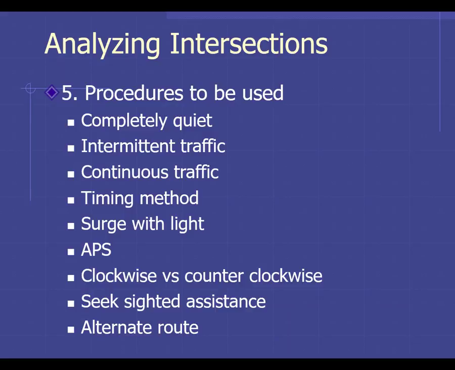Number 5, we have to think about the procedures to be used. We know there are different procedures when it's completely quiet, when there's intermittent traffic, when there's continuous traffic. We know that there are times when we have to use the timing method because we have periods of uncertainty, especially with uncontrolled traffic. We want to know, can we determine there's a surge through the light with the traffic? We have to determine, is there an APS signal there? Is it best for us to cross clockwise or counterclockwise?